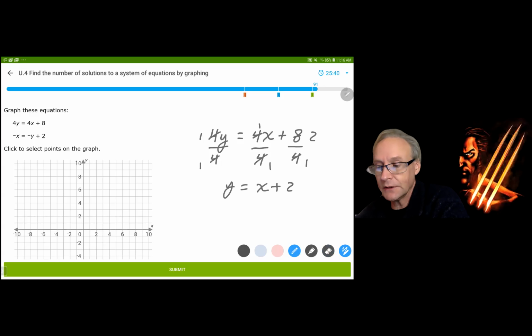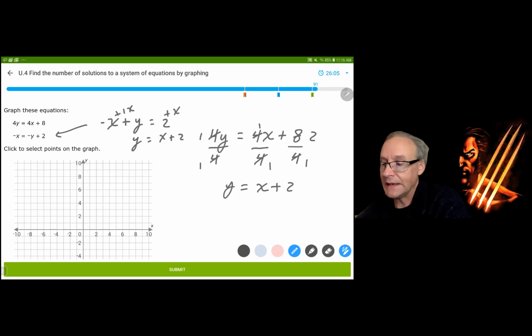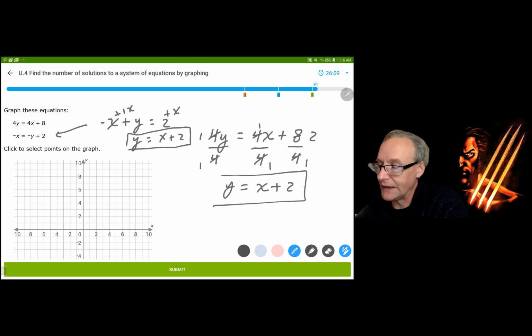Hopefully all that's clear. For the second one, I am just going to add y to both sides, and I end up with negative x plus y equals 2. Now I could add the x to both sides, and I think you're going to see something here. y equals x plus 2. I just added x. Sorry, 1x if you like. I added x to both sides, and notice that I got the same equation in both cases.